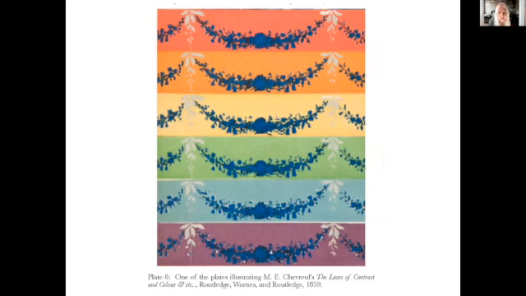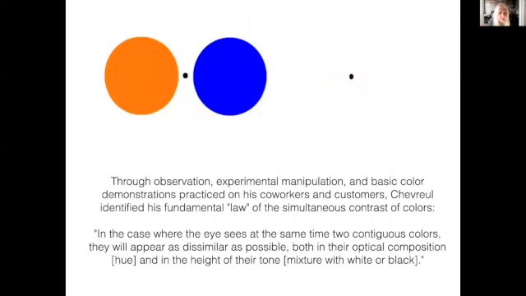So here's another illustration from his book, and you can see it's the same exact design that's printed over these background colors, and they look different. The blue looks more vibrant against the orange than it does against the dark violet at the bottom, right? So you can see how, depending on what is next to what, it really can change the way that you perceive that color.